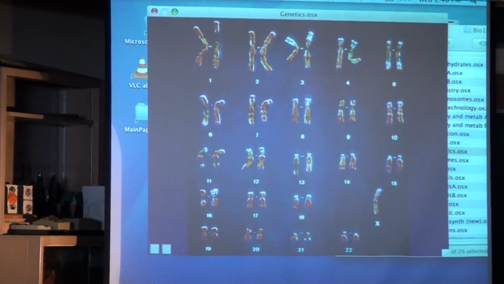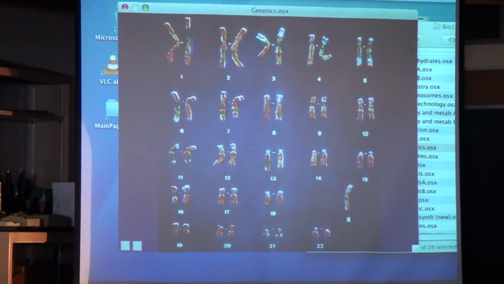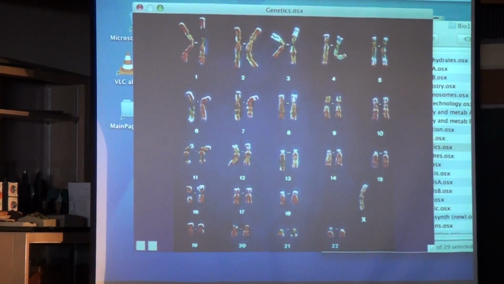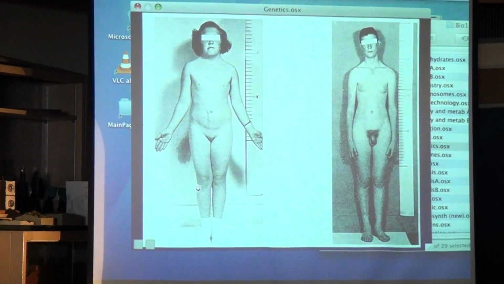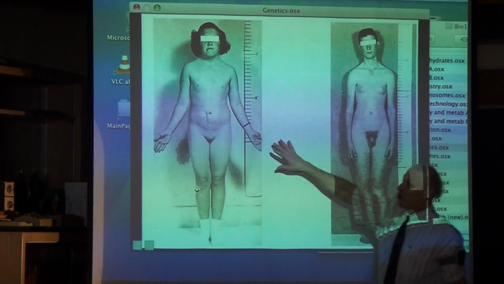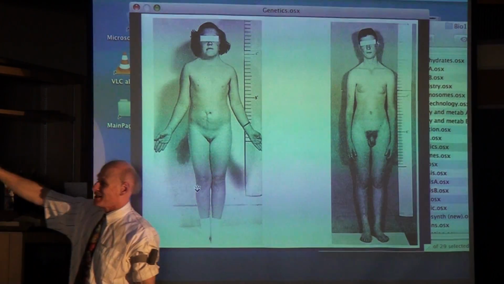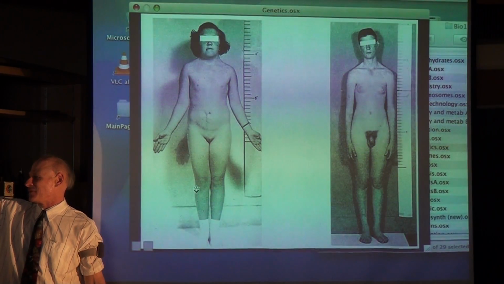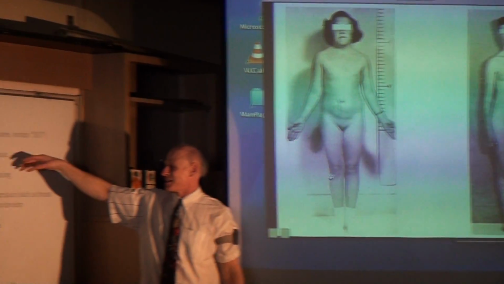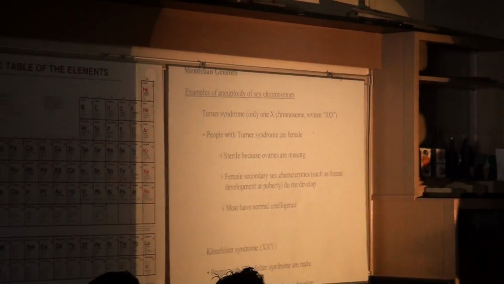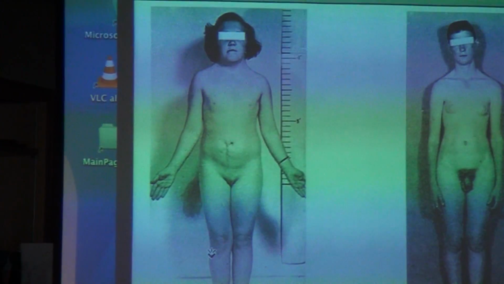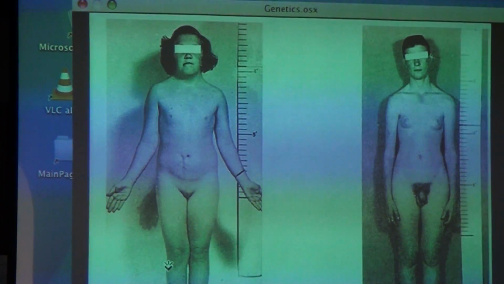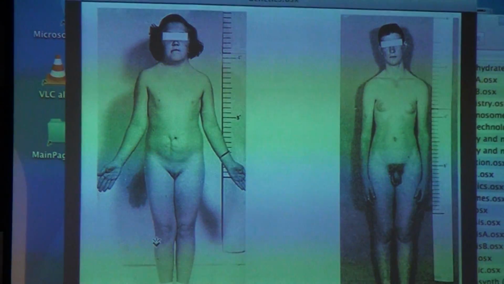So the people with Turner syndrome are born female, but because they only have one X chromosome, the development of the female reproductive organs is not normal. This girl here has it. The ovaries are missing, and so she can never have babies because she can't make any eggs. And furthermore, the ovaries manufacture estrogen hormone, which is a feminizing hormone. It causes breast development at puberty and redistribution of body fat and things like that.